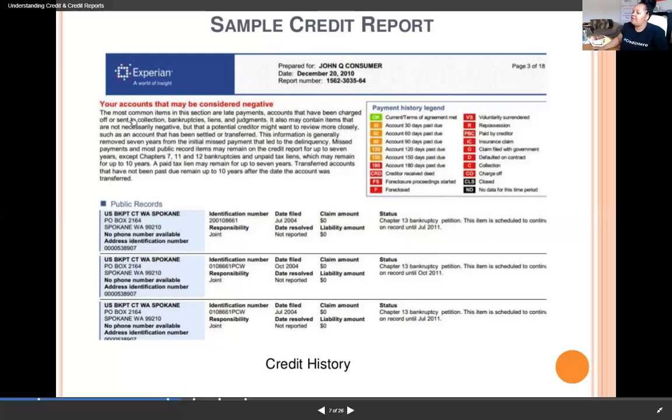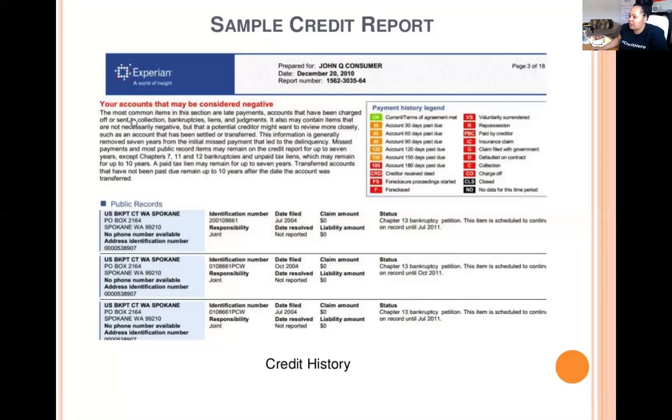And I love this section right here because it gives you an overview of what constitutes a negative item. Now, understand that there's a difference between negative items and inaccurate items.